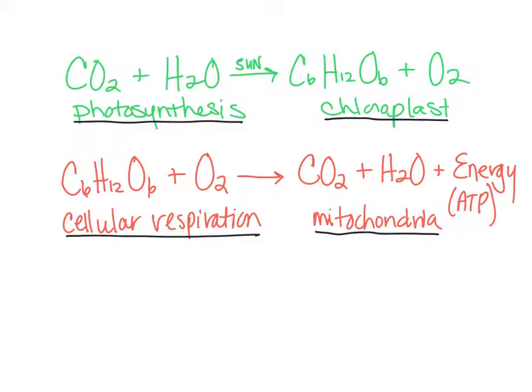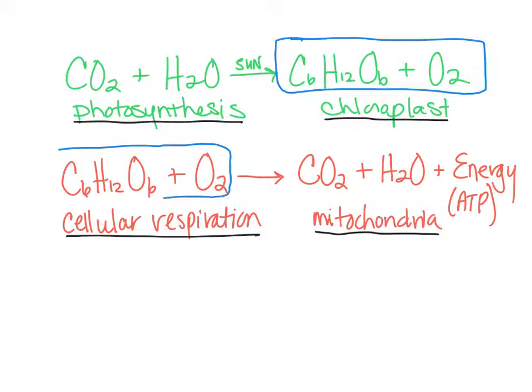Now, what do you notice between these two equations? Take a look here. In photosynthesis, if these two things are formed, these are the products. Well, look at cellular respiration. Those are the reactants. So what comes out in photosynthesis is actually what goes in on cellular respiration. Coincidence? I think not. So let's take a look at cellular respiration a little bit closer. If I can move my screen.